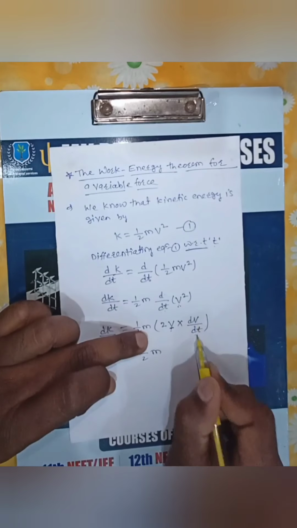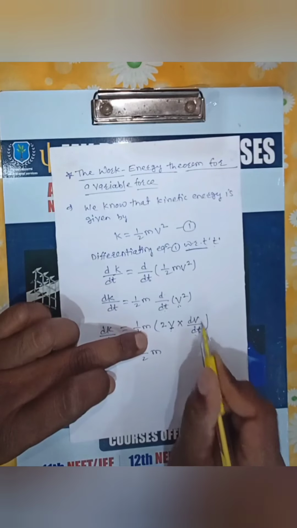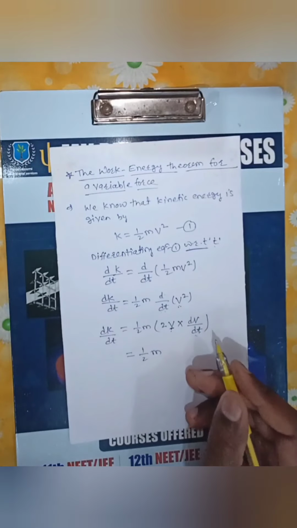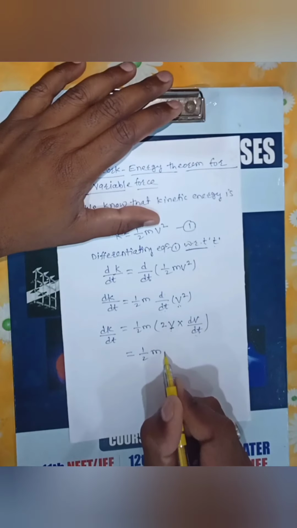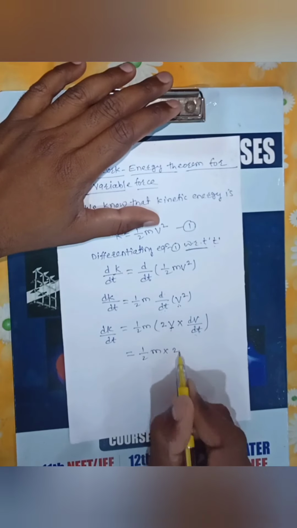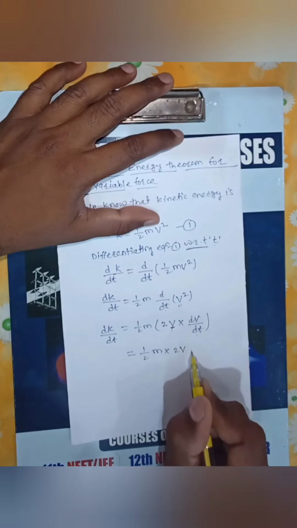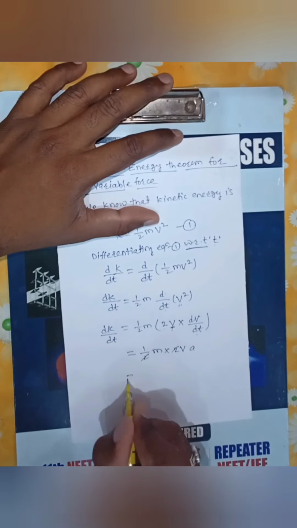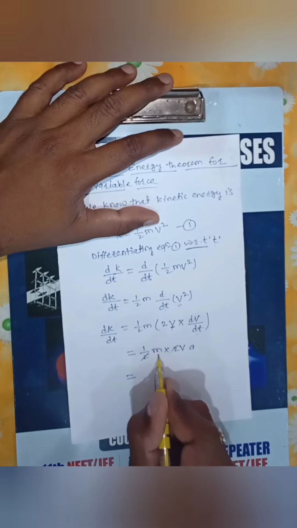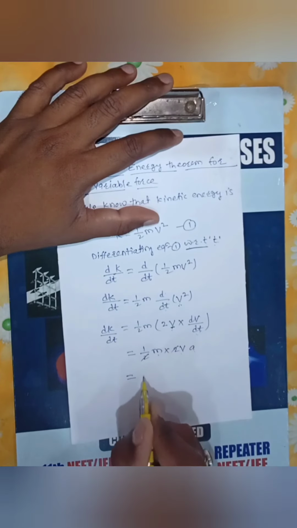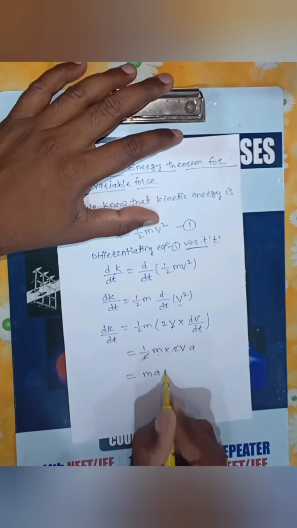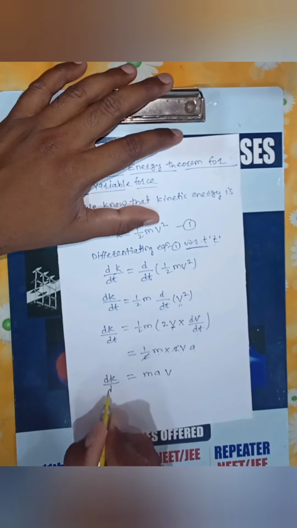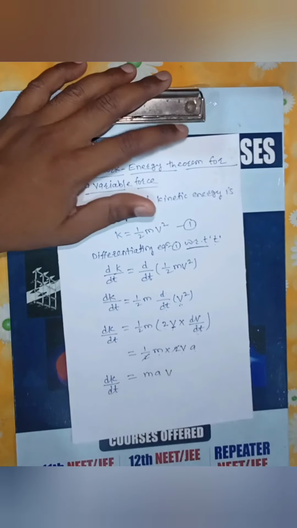Then dv by dt is nothing but acceleration. Therefore, the 2 and this 2 cancel, and this is nothing but m into a into v. I can write this as m a into v. Therefore dK by dt is equal to m a v.